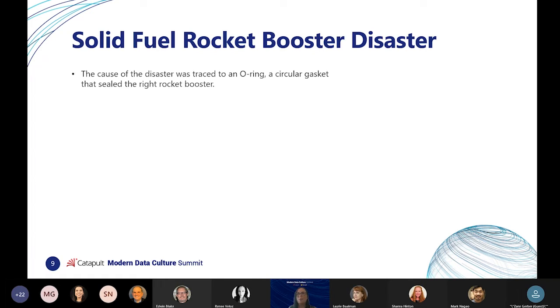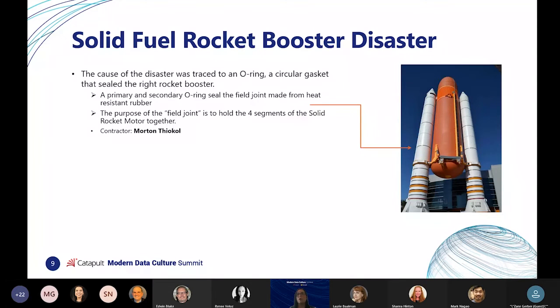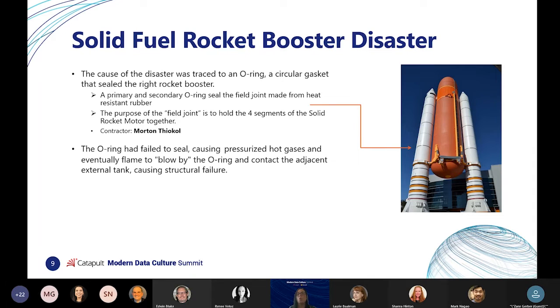So I'm not going to get too technical with the terms, but ultimately the cause of the disaster was traced to an O-ring which sealed the right rocket booster. All you really need to know is that the O-ring held segments of the motor together, and it essentially needed to seal all of the fuel in the rocket motor. In this case, the O-ring had actually failed to seal, and I'll tell you a little bit more about why, essentially causing the explosion.